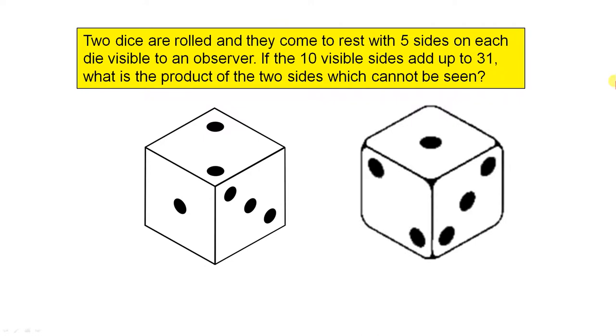Two dice are rolled and they come to rest with 5 sides on each die visible to an observer. If the 10 visible sides add up to 31, what is the product of the two sides which cannot be seen? So here's one die, and here's another die. When you take the two of them together, we refer to them as dice.